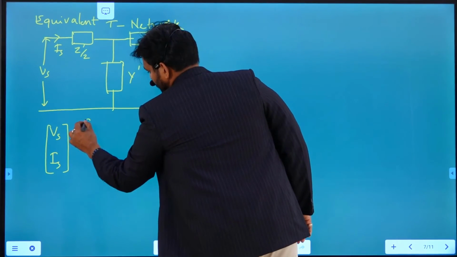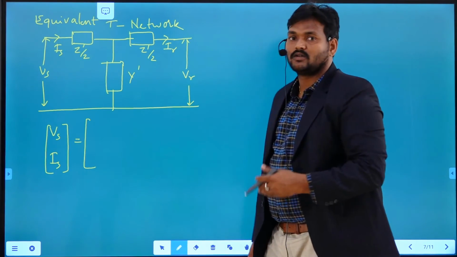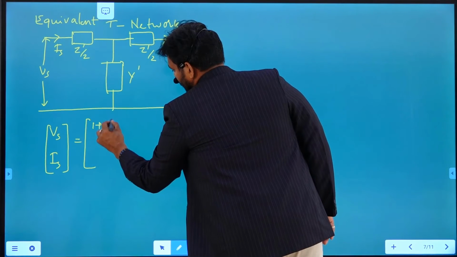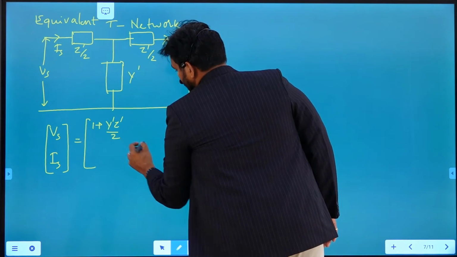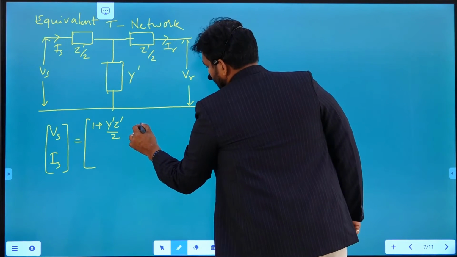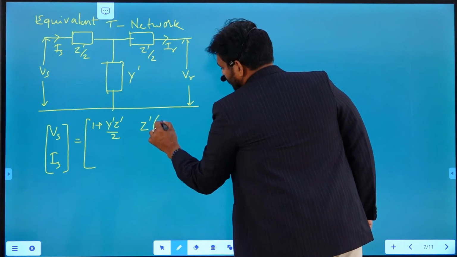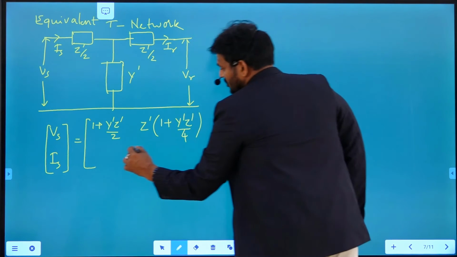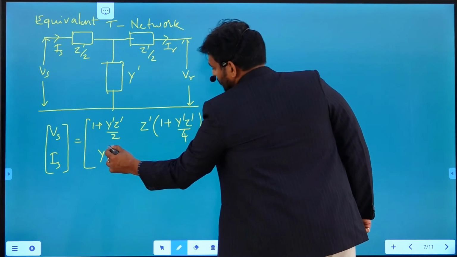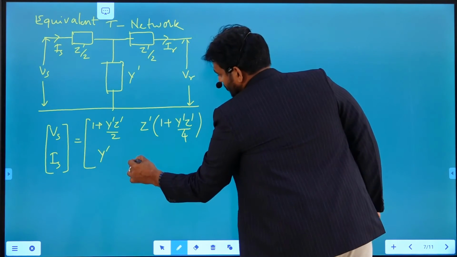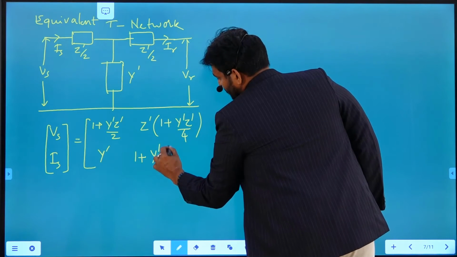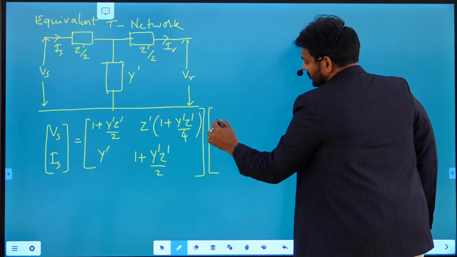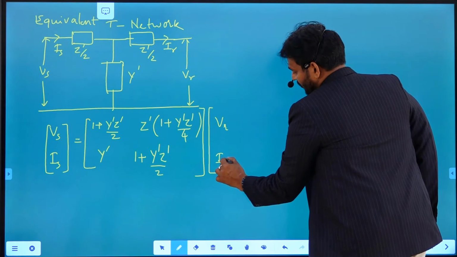This is Vs, Is is equal to, for an equivalent T network you can refer to my previous lecture. A is equal to 1 plus Y dash Z dash by 2, B is equal to Z dash into 1 plus Y dash Z dash by 4, C is equal to Y dash, and D is equal to 1 plus Y dash Z dash by 2. This is multiplied by VR and IR.